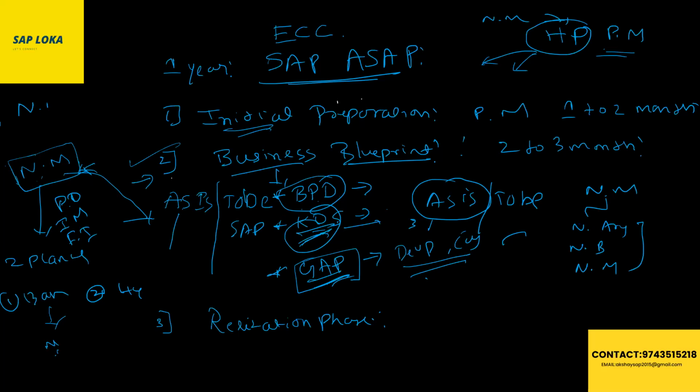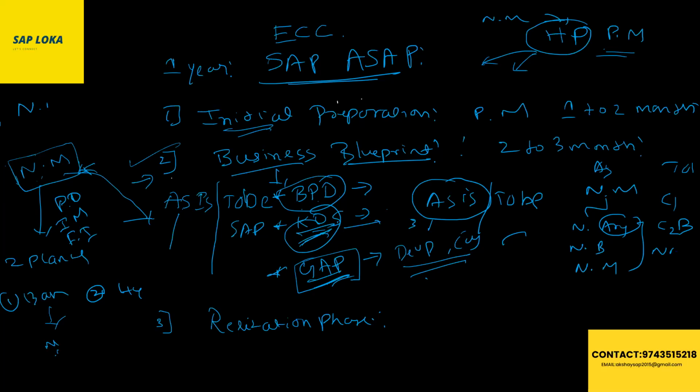If you take Nandini Group of Industries, this is the as-is process. So to be in SAP, what will I do? Three businesses these people are having, so I will create three different company codes. Company code 1 is maintained as Nandini Milk Agri. Company code 2 is bakery products.